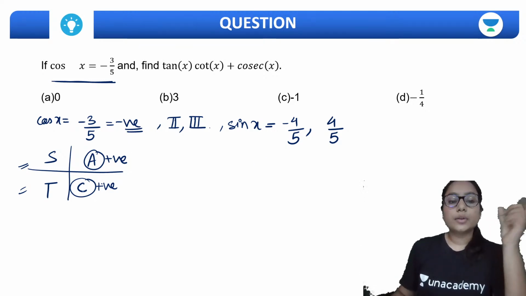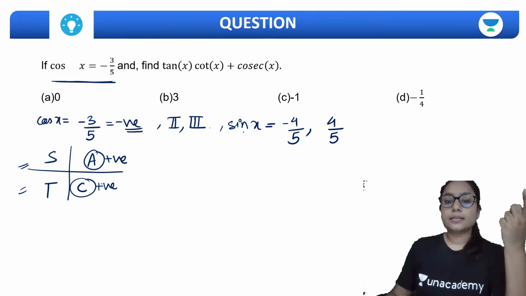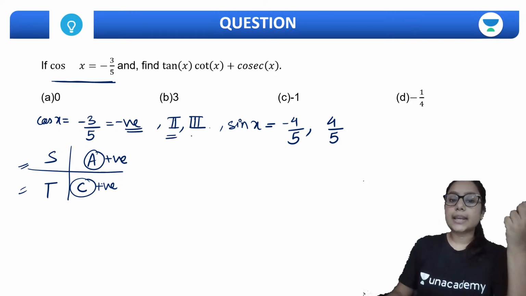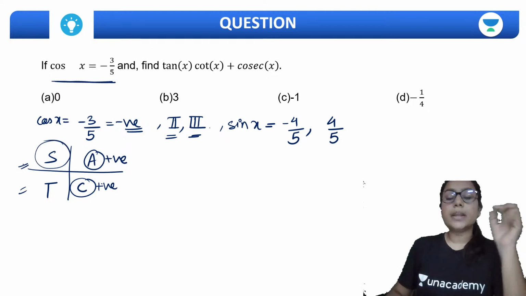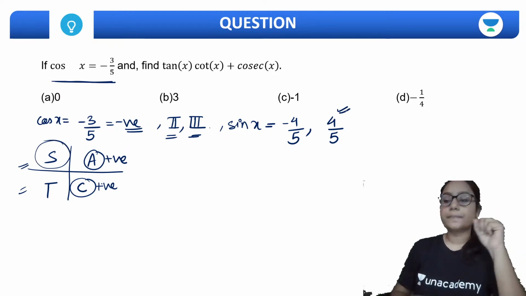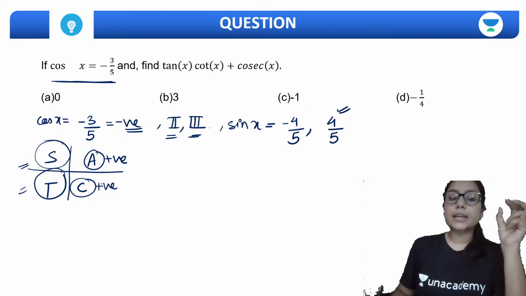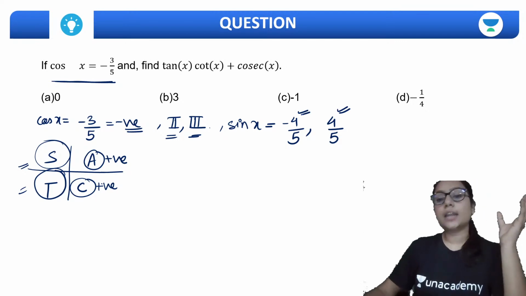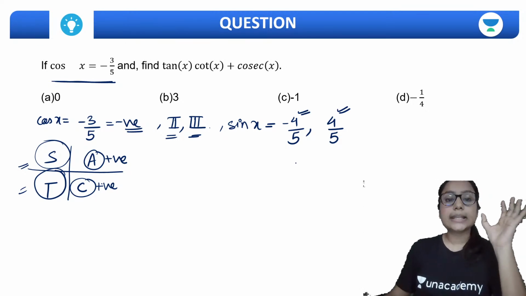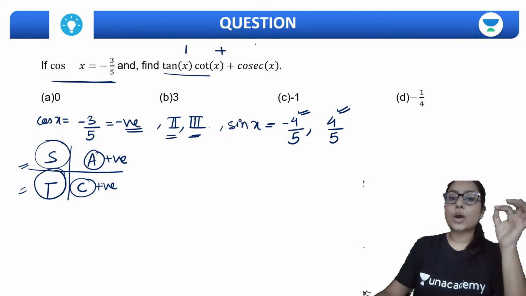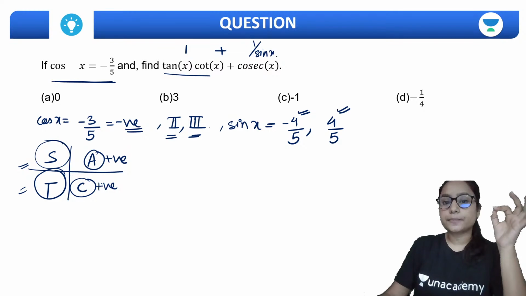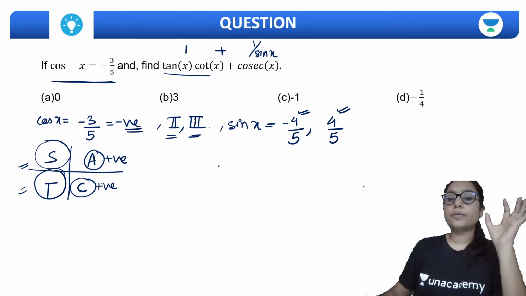Now, look at this. Here, the possibilities are second quadrant and third quadrant. अगर x की value second quadrant में है, so sin positive होगा. But अगर x की value third quadrant में है, so sin negative होगा. Okay, is this clear? Now look at this. 1 plus cosec x, where cosec x is 1 upon sin x. Okay, so do it for both the values.